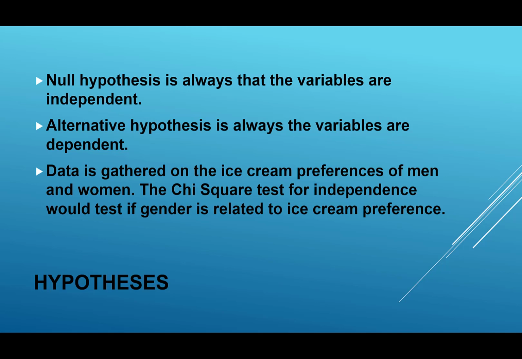So as an example, if we gathered the ice cream preferences from men and women, the chi-square test of independence is going to be testing whether gender, whether it was a man or a woman, is related to ice cream preference. So we would be looking at something like, do women mostly choose chocolate as their favorite flavor? Or do men normally choose vanilla as their favorite ice cream choice?